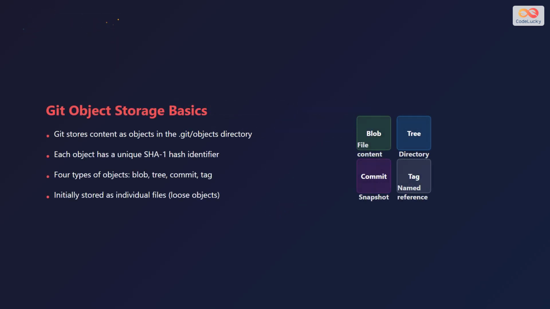Git stores all the content of your repository as objects within the .git/objects directory. Each of these objects is uniquely identified using a SHA-1 hash. There are 4 primary types of objects.